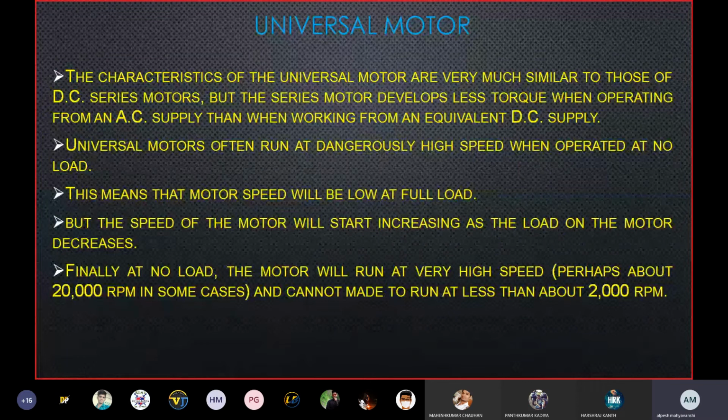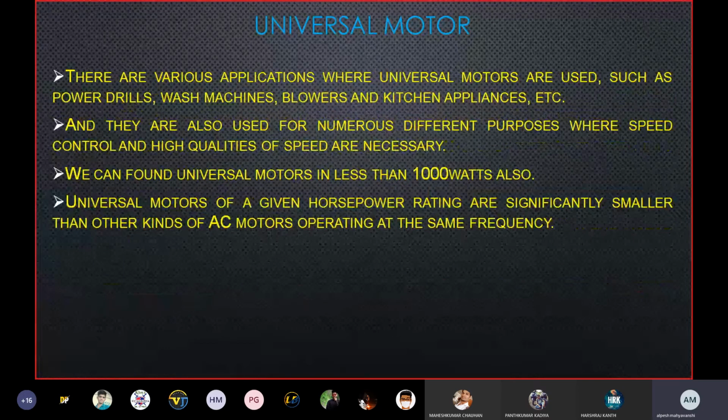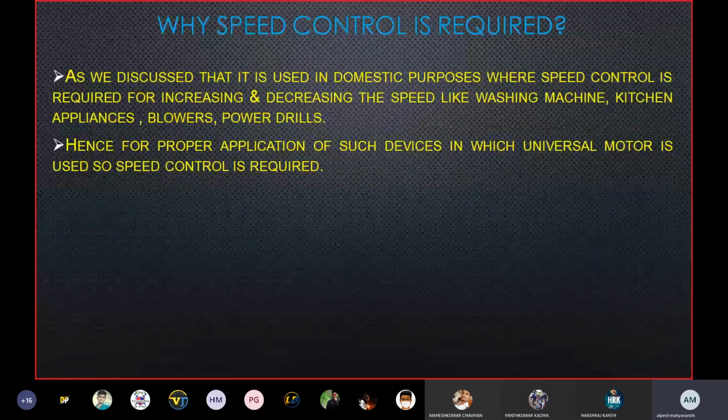It looks like a DC series motor. It runs at a dangerously high speed. In some cases the speed is 20,000 rpm, and we cannot control the speed below 2000 rpm. Applications of the universal motor are the power drill, washing machine, blowers, and different types of kitchen applications. So it is applied in domestic purposes also. So the speed control is required for various applications.